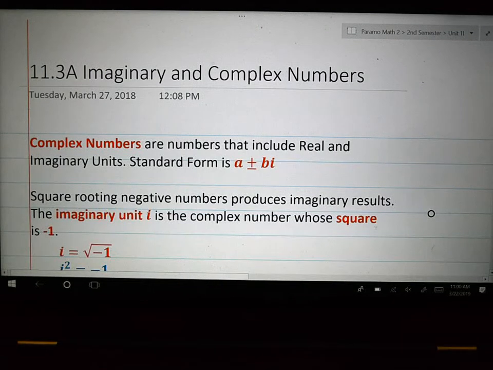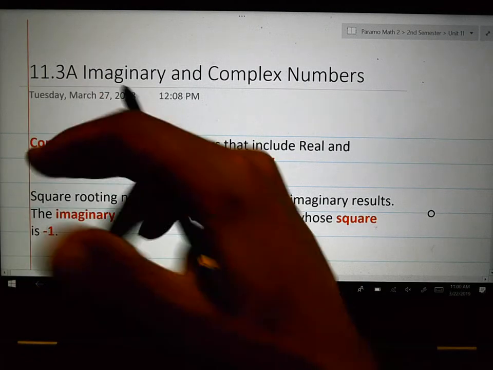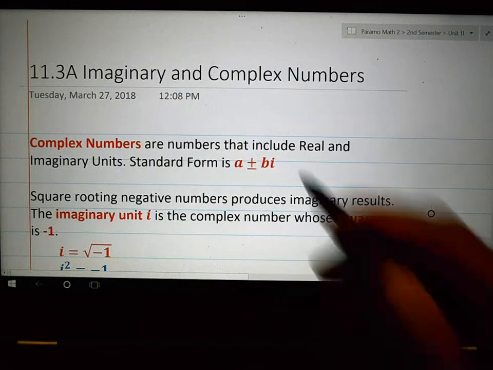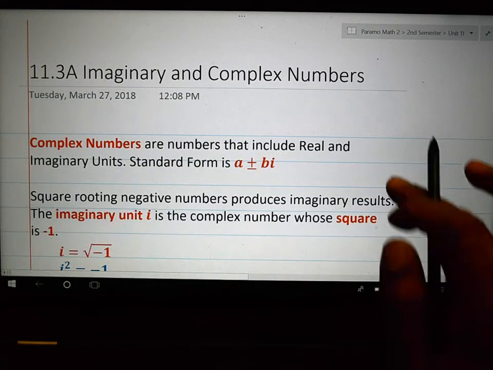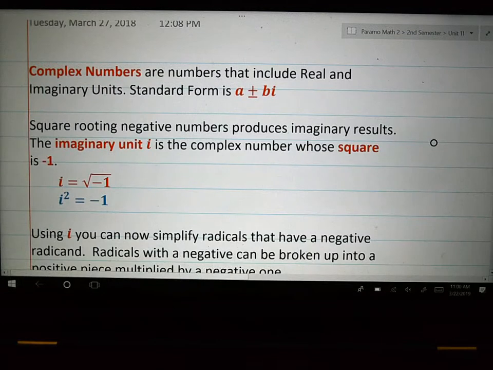Section 3A. What does that mean? That means there's a 3B because they're going to use this as a part of other problems. So far, we have not been able to square root negatives, and I've been telling you, hey, that's no solution, but that's not really the case.